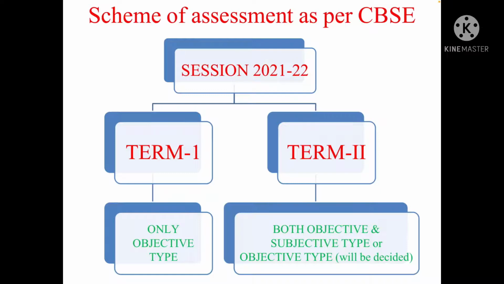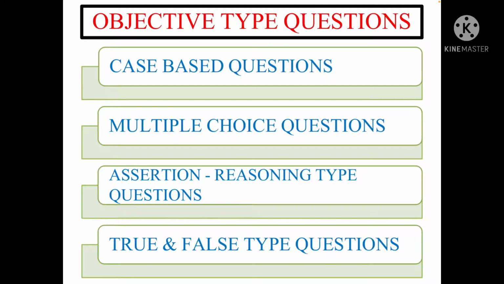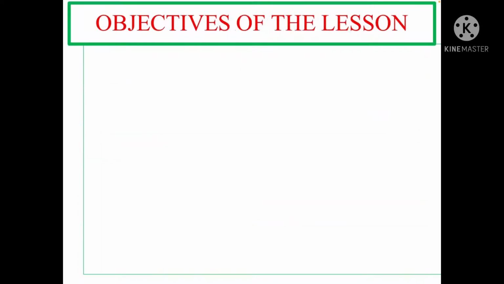In objective type questions, 4 different types of questions will come: case-based study questions, multiple choice questions, assertion and reasoning type questions, and true-false type questions. In this video, we will specially focus on what true-false type questions are and what the parameters or rules are to be considered while framing true-false questions. Okay friends, let's start the lesson.